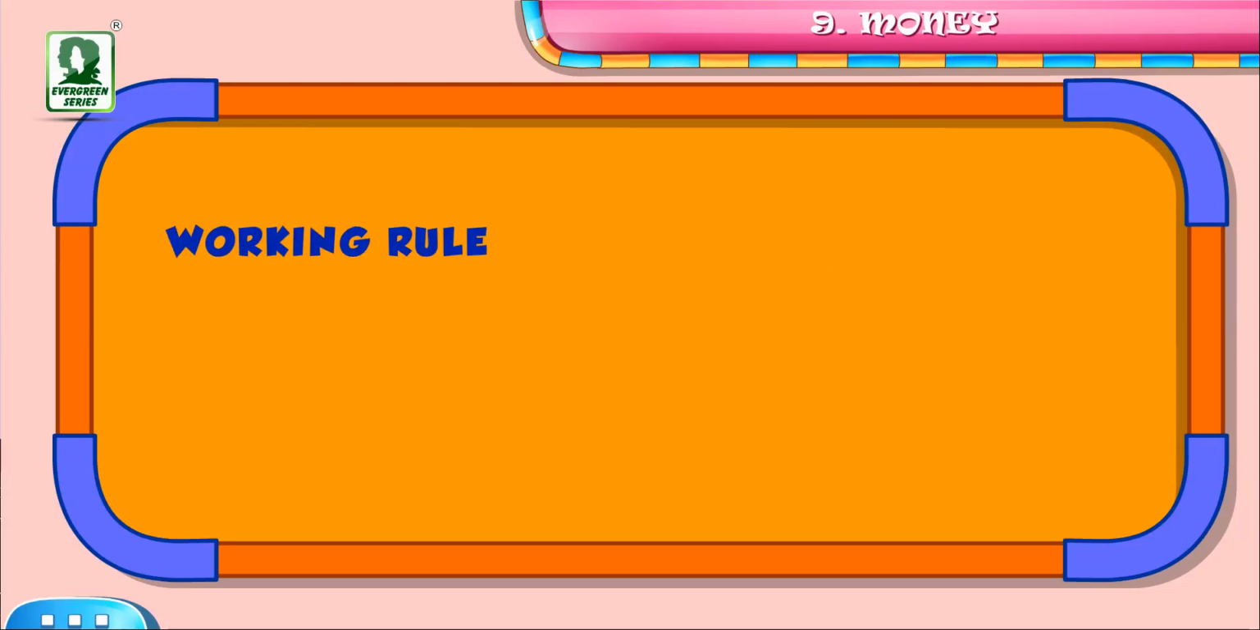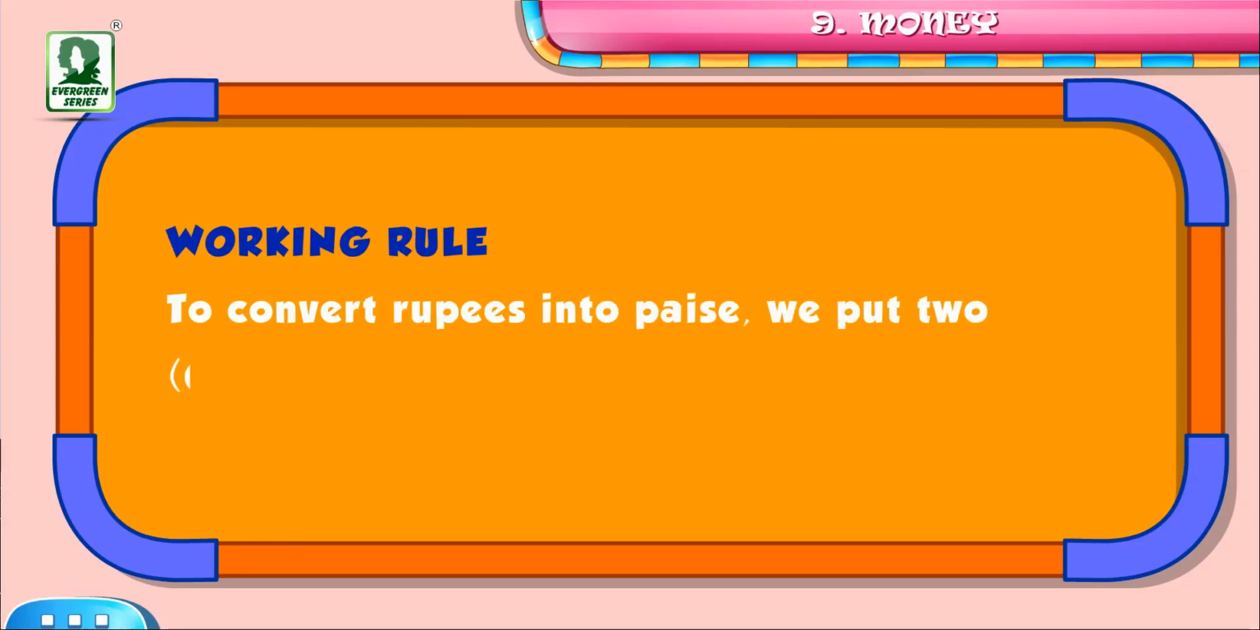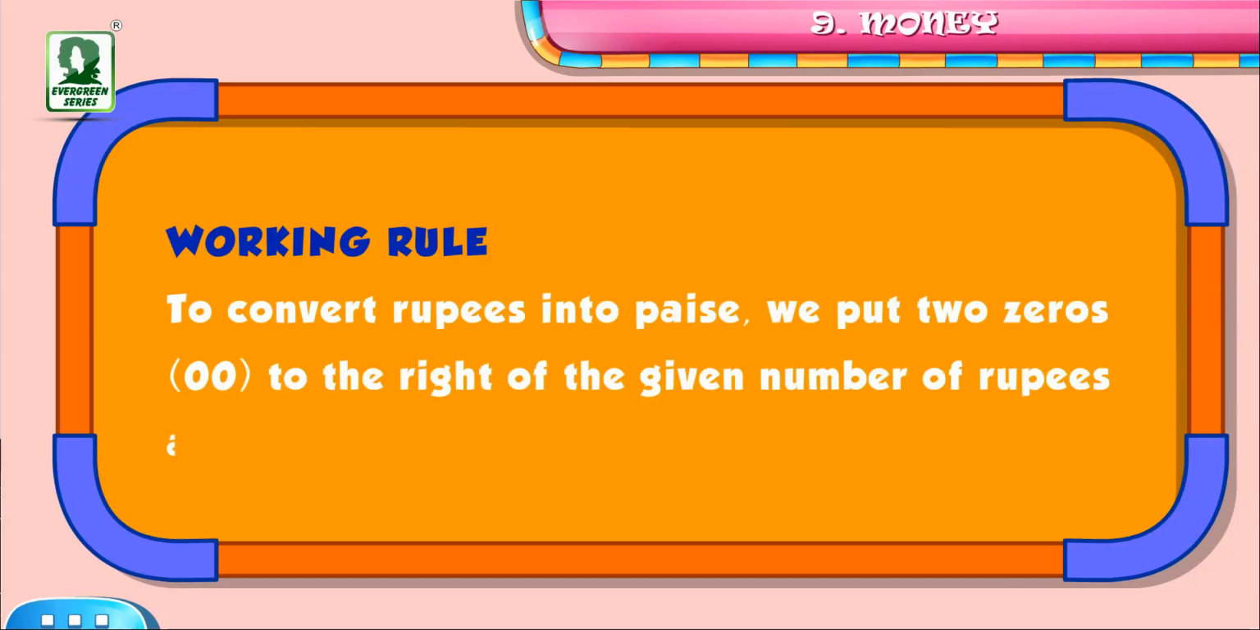Working rule. To convert rupees into paise, we put 2 zeros to the right of the given number of rupees and get the number of paise.